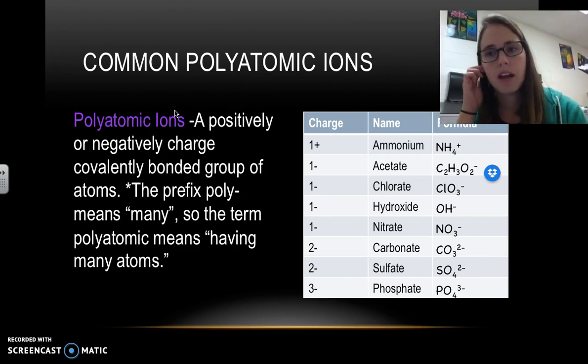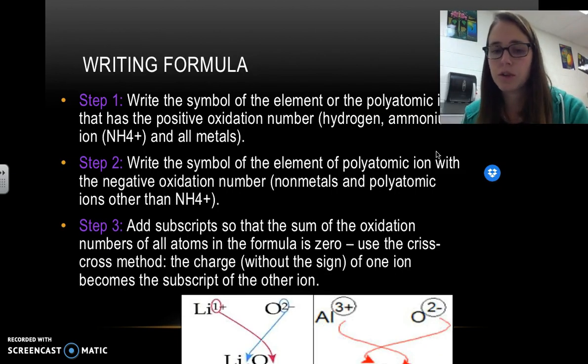The other new term that you may not have heard before is polyatomic ion, a positively or negatively charged covalently bonded group of ions. So sometimes ionic compounds occur with these things called polyatomic ions. They're ions when they have already bonded together, and that means they're good for making ionic compounds with other atoms. The prefix poly means many, so the term polyatomic means having many atoms. And its ion is a charged thing, so it's a charged compound that has many atoms in it. And we'll talk about how to use those in a second.